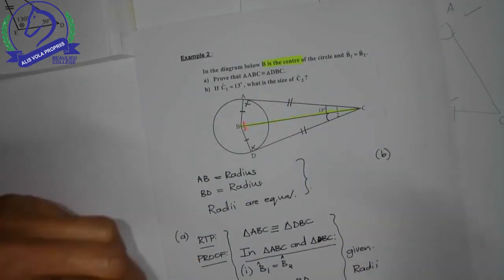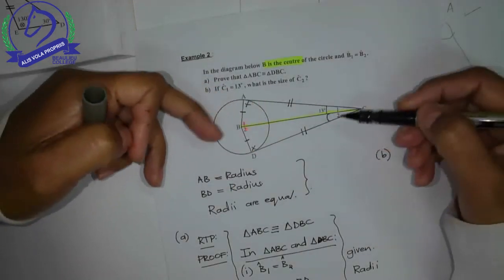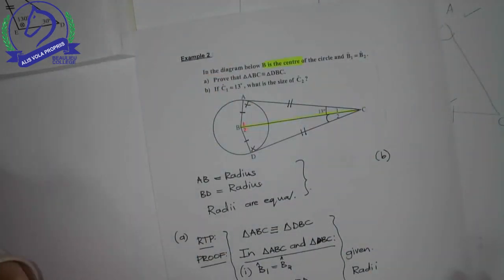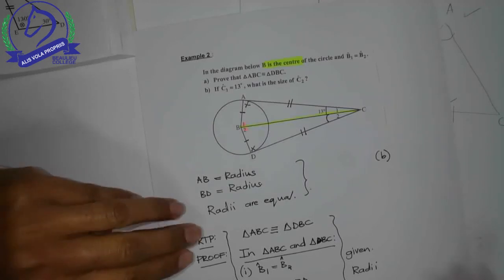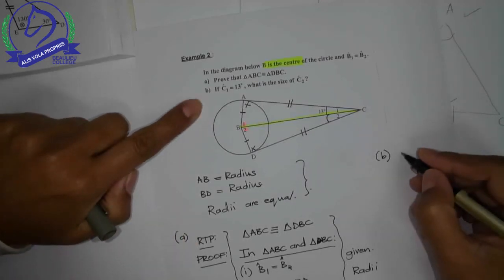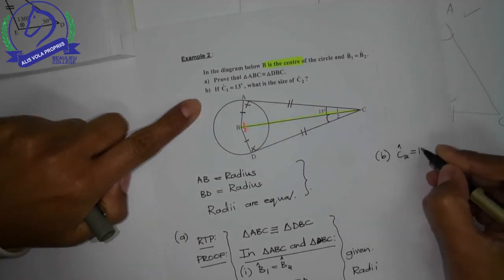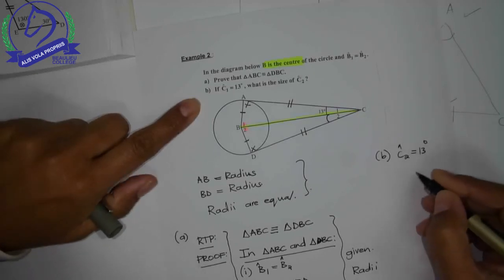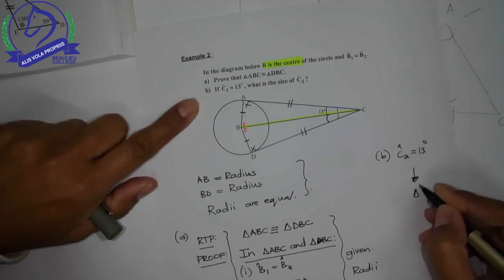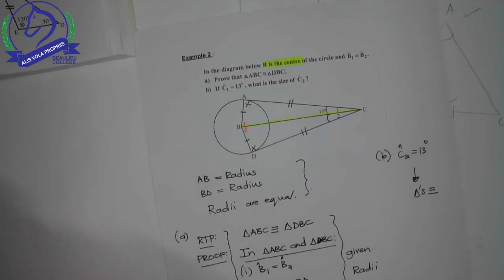That's what congruency has proved. So they are identical. If I flip this over there, they will map onto each other. They'll fit onto each other exactly. Equal sides and equal angles. So to answer question B, C2 will be 13 degrees. Why? Because the triangles are congruent. Although they didn't ask you for it, that's the reason.